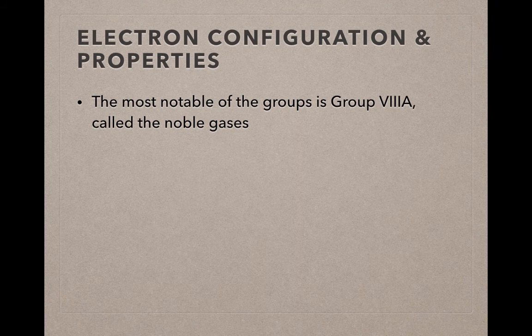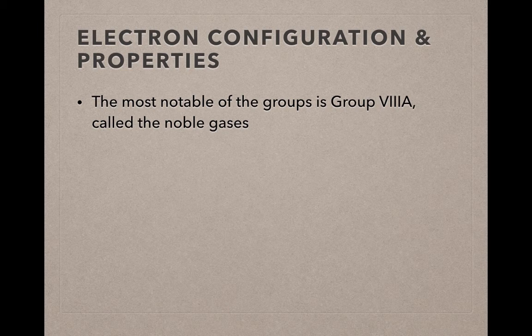Next is electron configuration and properties. If you take a look at the history of how things developed as far as our knowledge of electron configuration and our knowledge of the periodic table, they really started developing separately. The periodic table started in the late 1800s, and then of course electron configuration and quantum mechanics started really in the early 1900s. And so eventually we started bringing these things together.